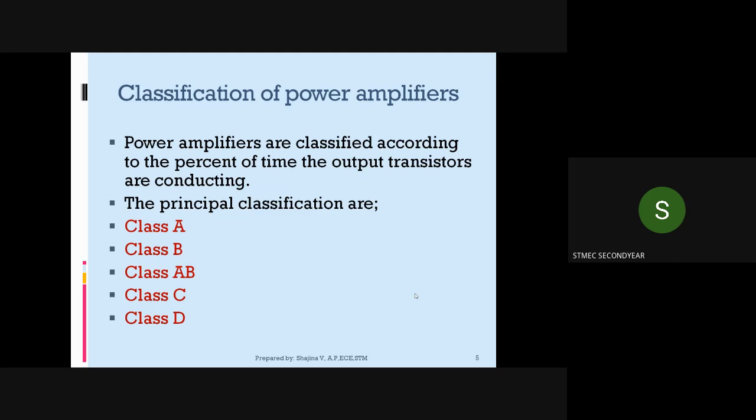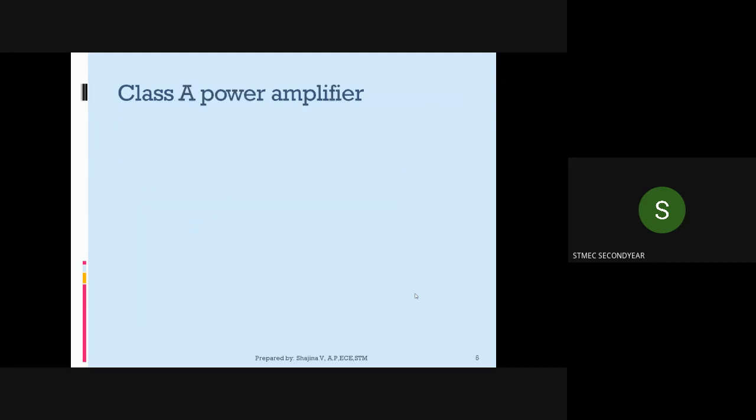So in our syllabus, we have to deal with class A, class B, and class AB only. First three classes are in focus. So before going to the details of each type of power amplifier, we can see how this classification is done. Okay, so first of all, class A power amplifier.